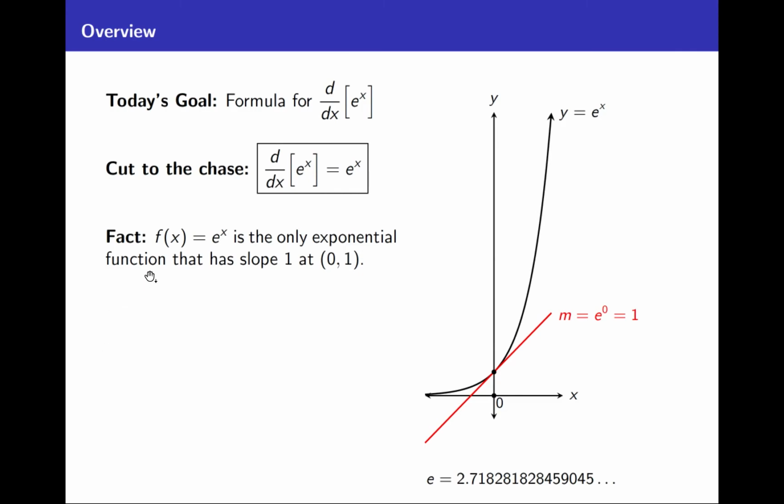And it's a fact that f(x) equals e to the power of x is the only exponential function that has slope 1 at the point (0, 1).